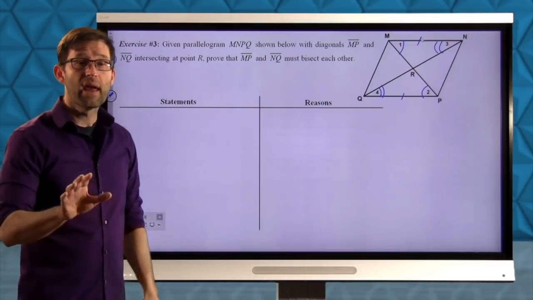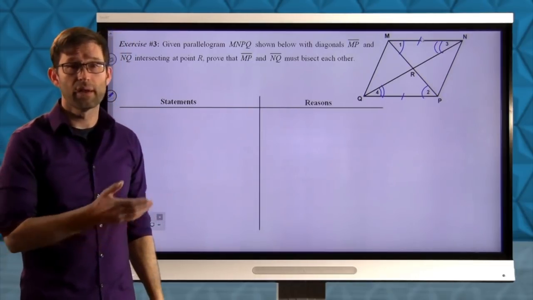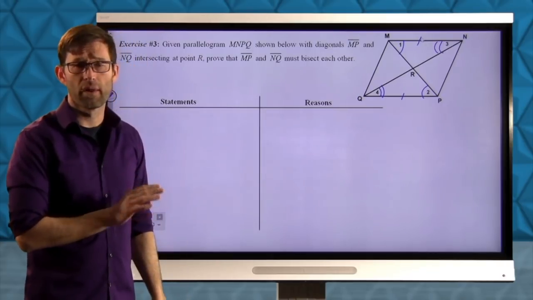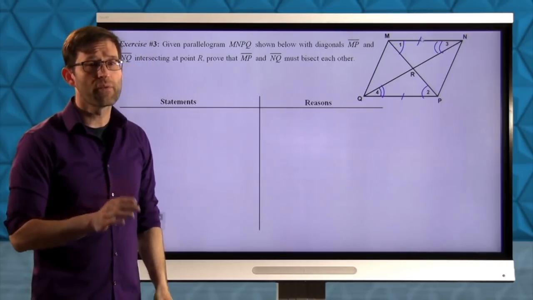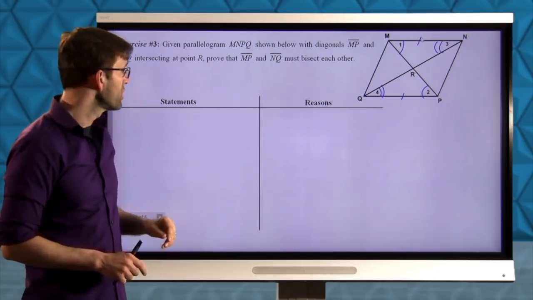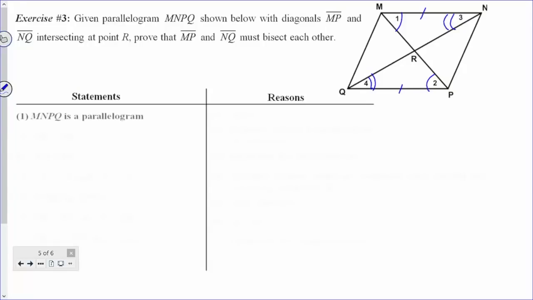All right, let's do it. Now, one of the tricky things about proof is that even in a proof that's not all that difficult, like this one, there's probably quite a few different ways that you can do it, orders that you can do it in, but let's start off with the basics.